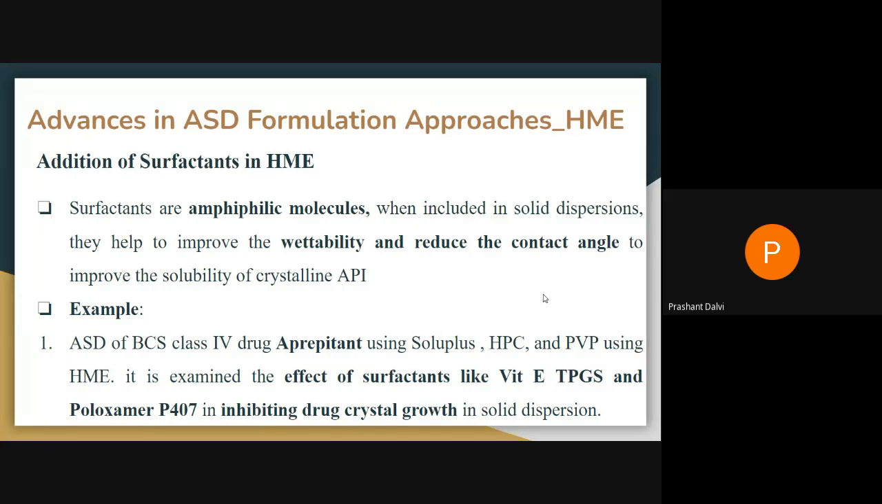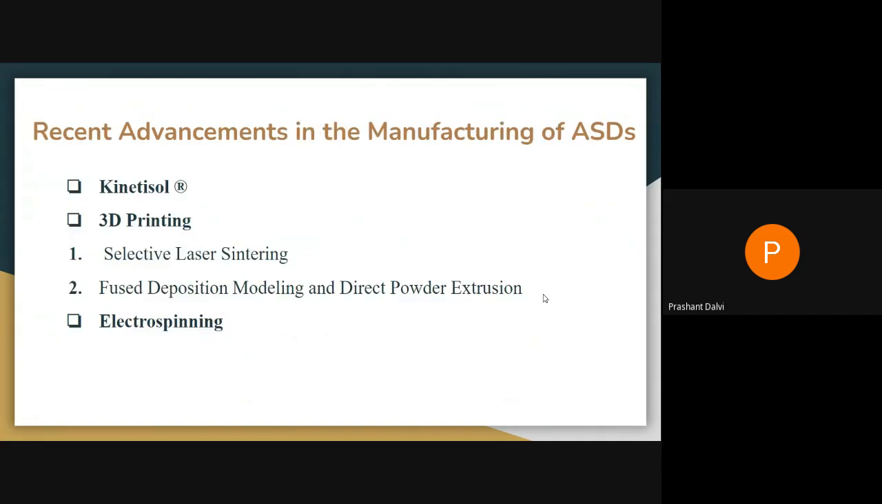So here, surfactants like vitamin E TPGS and poloxamer P407 inhibit drug crystal growth in solid dispersions, yes or no? These surfactants, poloxamer P407, inhibit drug crystal growth in the solid dispersions, which takes place after the addition of the hydrophilic polymers, yes or no? So these are the recent advances in hot melt extrusion technology, right? Now, what are the different manufacturing processes?